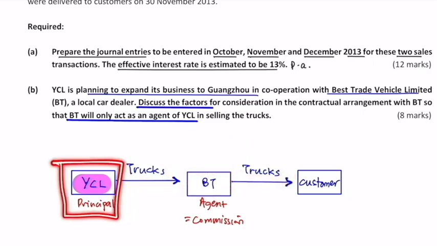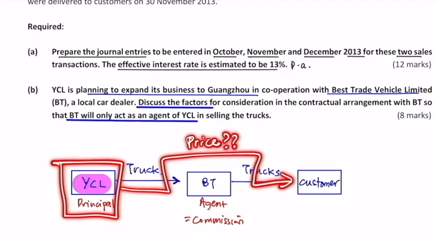The third factor to consider is the price of the trucks. YCL is the one deciding how to sell, who to sell to, and whether it is sold under Plan 1, Plan 2, or Plan 3. BT may be a party that provides advice and suggestions, but eventually YCL is the one deciding how to sell, how much to sell, who to sell to, and under what plan.